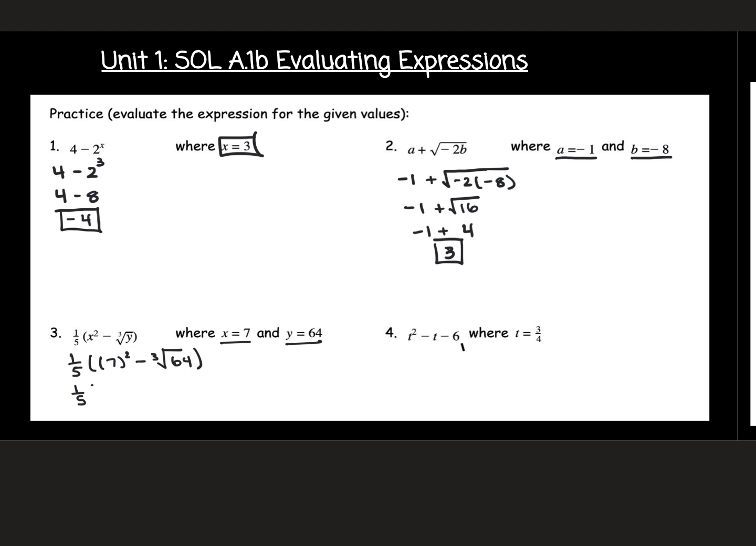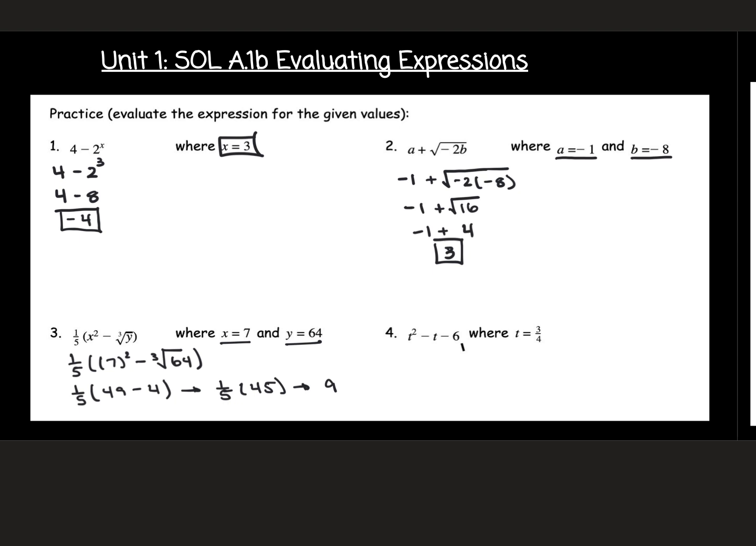So I have 7 squared, which is 49, minus, so the cube root of 64. So I'm looking for that number when I multiply by itself 3 times, I get 64, which is going to give me 4. I have 1/5. 49 minus 4 gives me 45. And then I have 1/5 of 45, which is equal to 9. So that's like taking 45 and dividing it by 5.